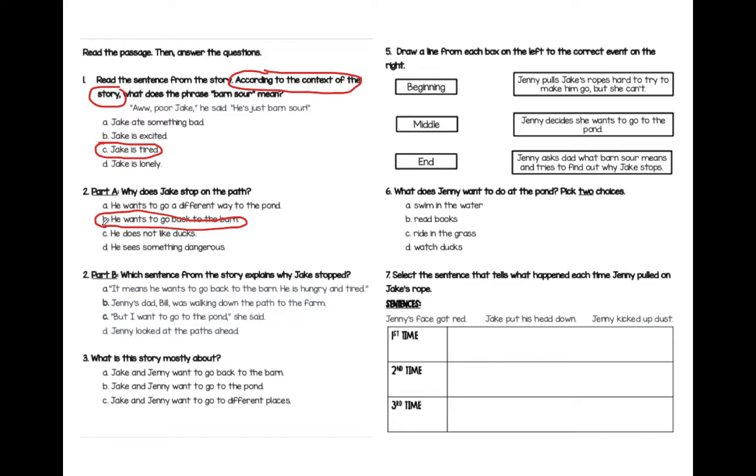Now, part B is going to be our proof. We're going to show how we know. Part B says, which sentence from the story explains why Jake stopped? So if we said the answer is he wanted to go back to the barn, which sentence tells us that we know he wanted to go back to the barn? Read all the answer choices carefully.